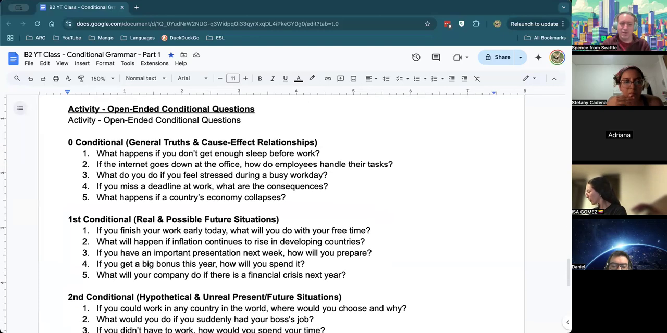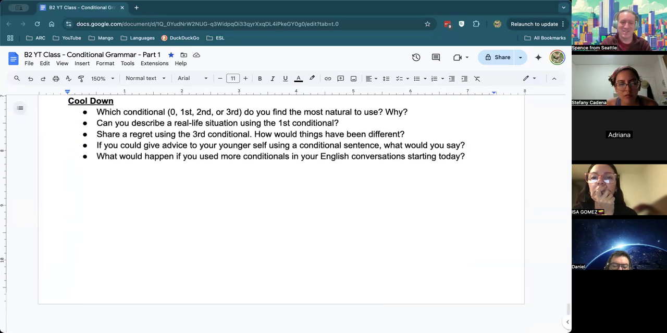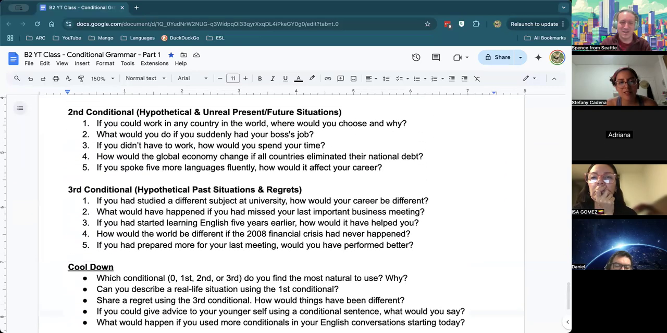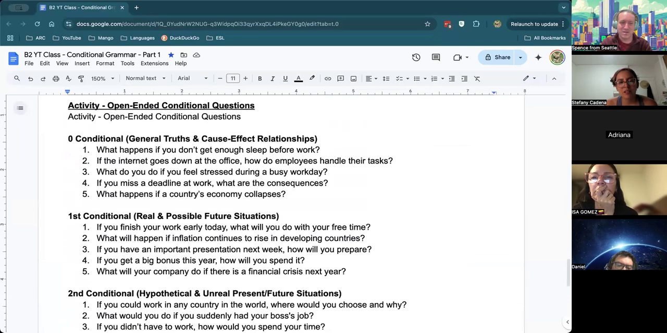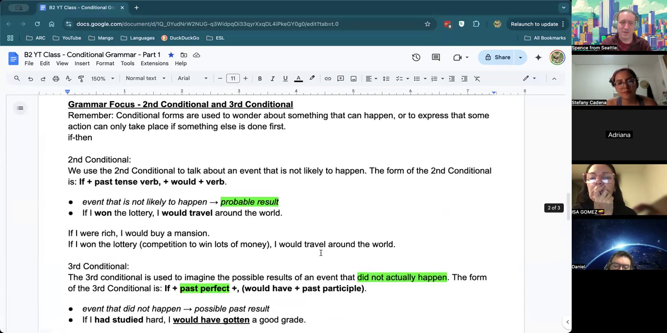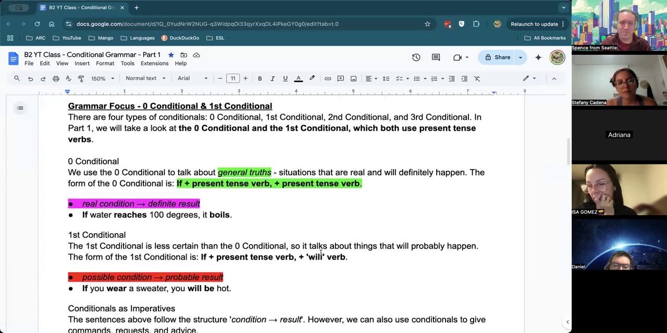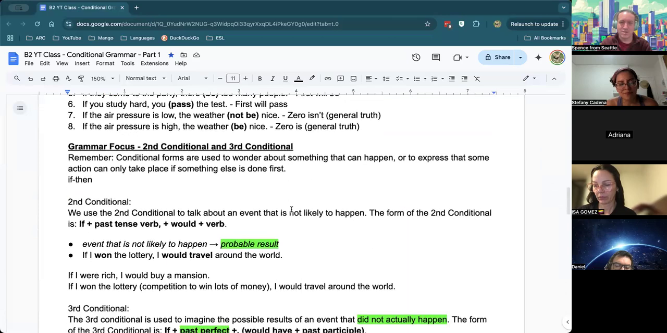So we have 2 activities coming up, and we have 10 minutes left. Okay. Well, maybe I didn't plan this well. But yeah, we're going to do a little bit. So it tells you which conditional it is. So zero conditional in this case. So if we go back and we look at zero conditional, it was general truths, if present tense verb, present tense verb. Okay. I'm going to start with Isa.